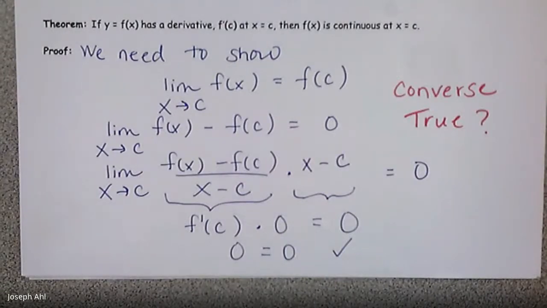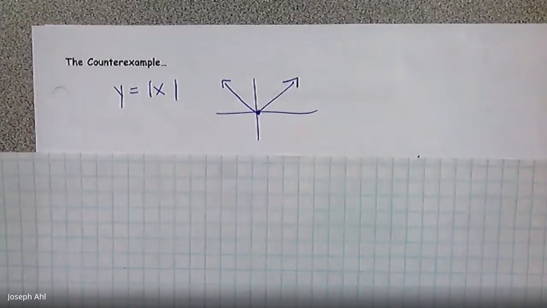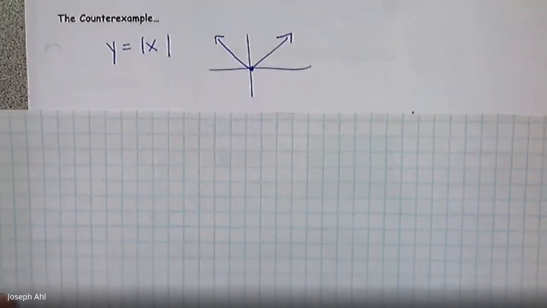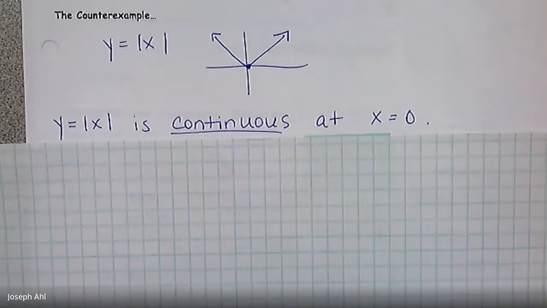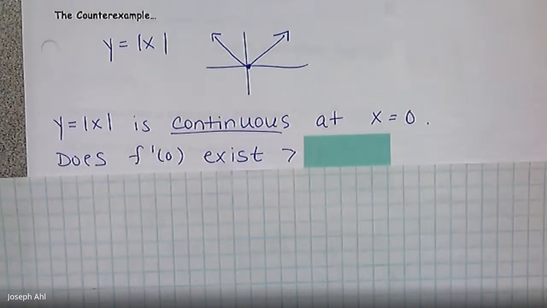And as you can see, as soon as you turn the page, it's probably not true for the converse because we have a counterexample. Here's my counterexample that I came up with, y equals absolute value of x. Where might this function be continuous, but not necessarily have a derivative? Probably know already. I think you talk about this in pre-calc honors. Well, it's definitely continuous at x equals 0, right? I can draw my graph without picking up my pencil. The limit as x approaches 0 is equal to f of 0, so we're all good as far as that goes. But does f prime of 0 exist? Does the slope of the tangent line exist at x equals 0?